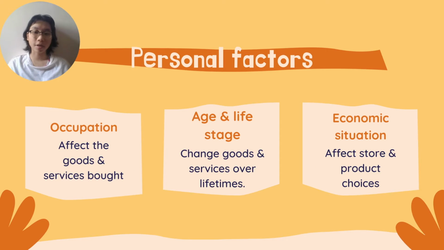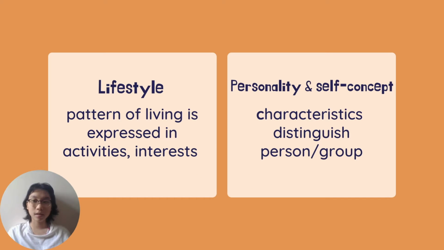So now I'm going to talk about the third one, which is personal factors. Occupation affects the goods and services bought. Age and life stage change the goods and services they buy over the lifetime. The last one is economic situation. It affects their store and product choices. A lifestyle is a person's pattern of living expressed in activities, interests, and opinions. And personality and self-concept are the unique psychological characteristics that distinguish a person or a group.